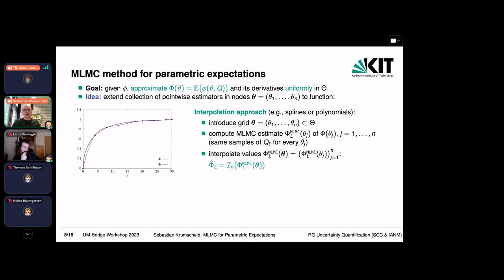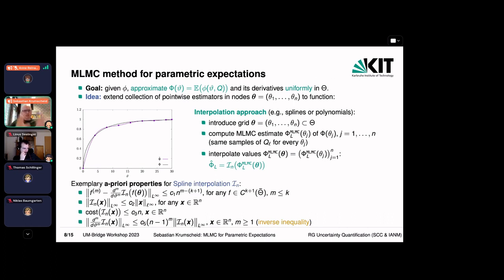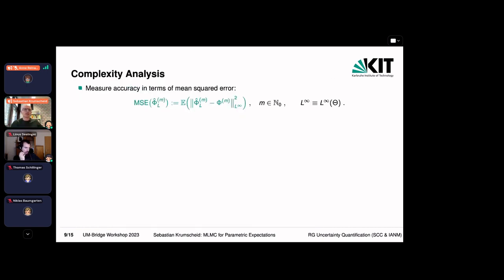For interpolation, you could think of, for example, global polynomials, like Chebyshev points, or splines. There are a bunch of a priori properties of splines that we need for the proofs, and they are well established in numerical analysis. Based on this, we can also look into an error. So this is our approximation based on the interpolation. That's the mth derivative of our true function, and my mean squared error is defined as the expected squared error in the L-infinity norm over our set theta.